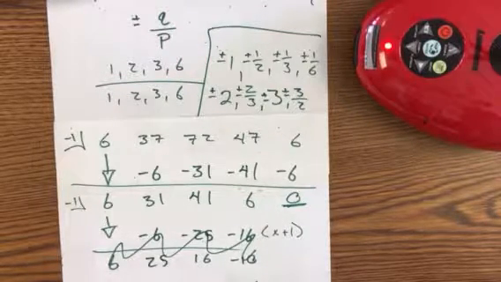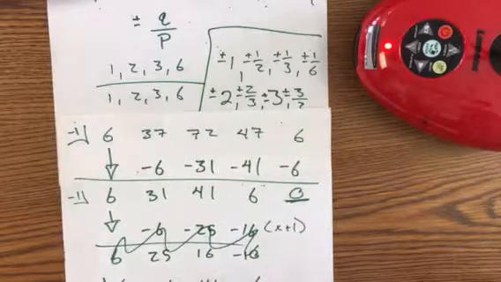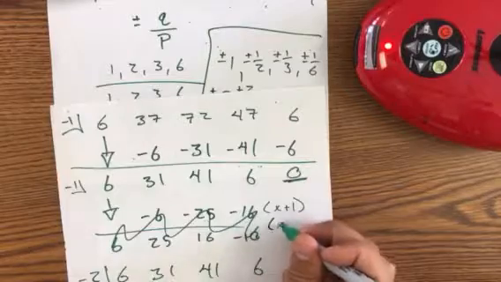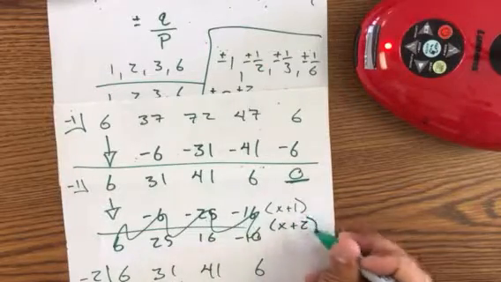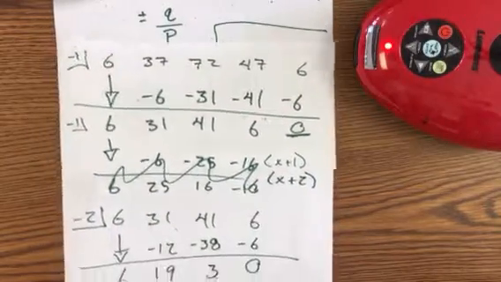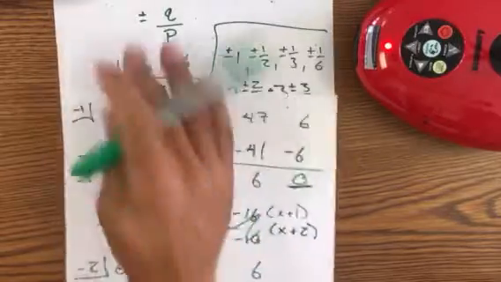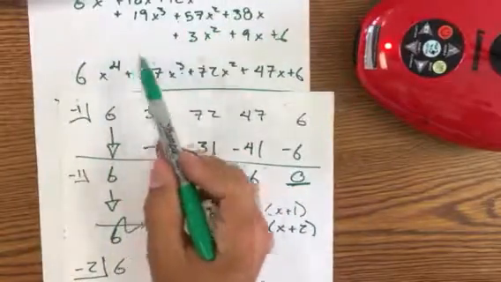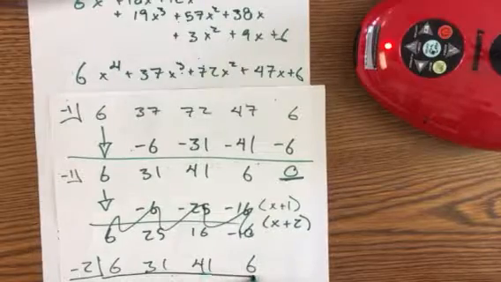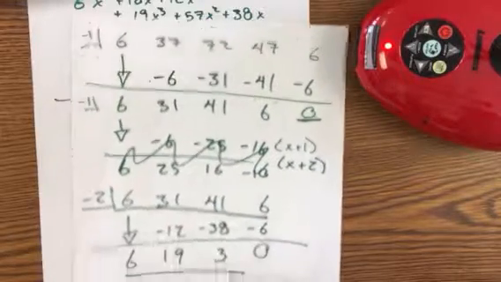6 comes down, and I multiply. Add these together, and I multiply. Multiply. So that worked, which means I also have a factor of x plus 2. Okay, so I started with x to the 4, which means this is now x to the 3, which means this is now x squared.